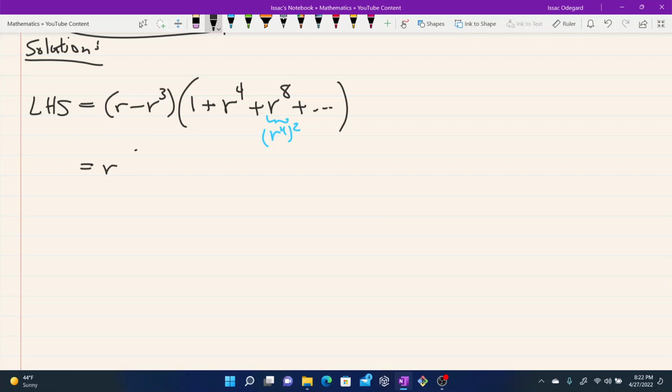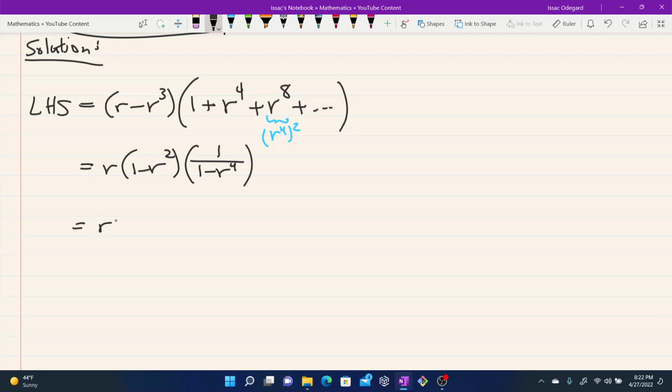So we again have a geometric series hidden in this problem. We can factor the first term as r times 1 minus r squared, and then this series becomes 1 over 1 minus r to the fourth. Assuming r to the fourth is between -1 and 1, which is equivalently if r is between -1 and 1. So that's the interval of convergence for this series.